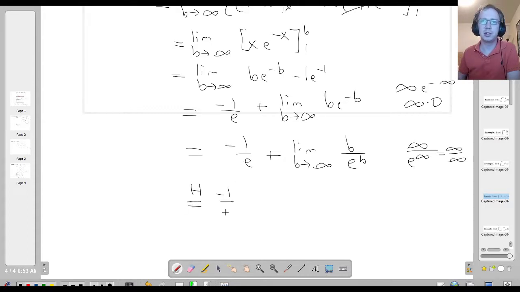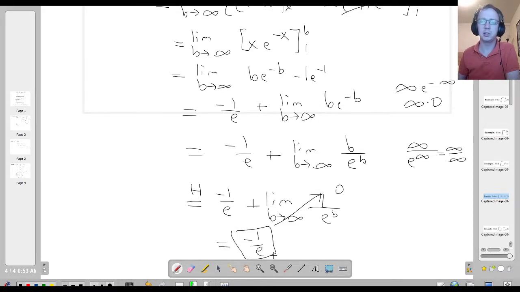So I'm leaving alone this guy, it's just negative 1 over e. And now I'm going to do plus the limit as b approaches infinity of, and I'm going to take the derivative of the top and the bottom with respect to b. So the derivative of b would just be 1, the derivative of e to the b would just be e to the b, and now I'm ready to plug in, so we're trying direct substitution again, 1 over e to the infinity, this whole thing just turns into 0. So really my answer is just negative 1 over e plus 0, which is negative 1 over e.